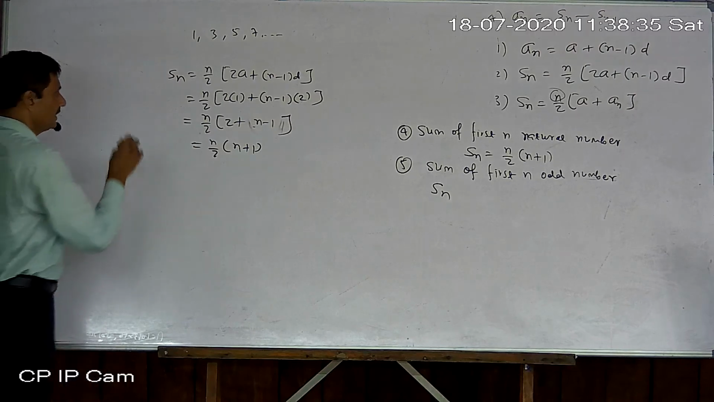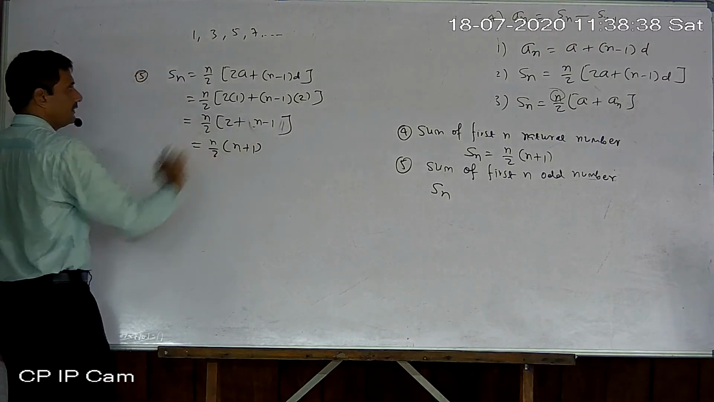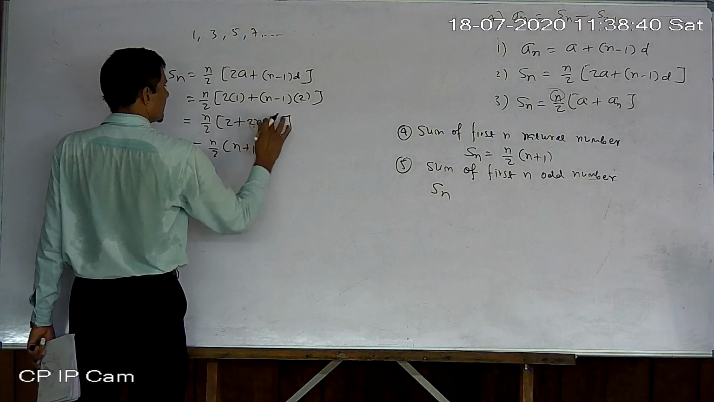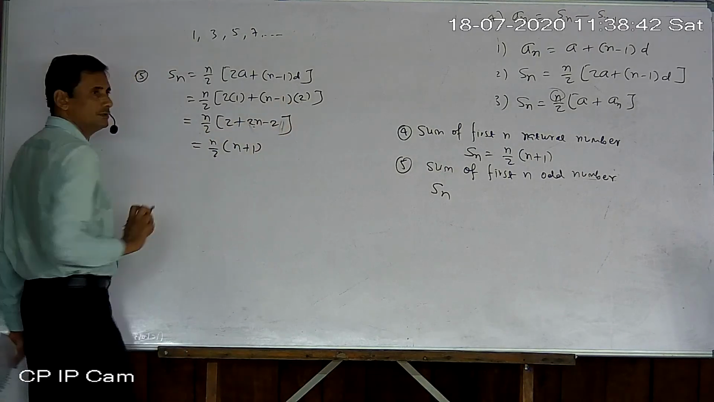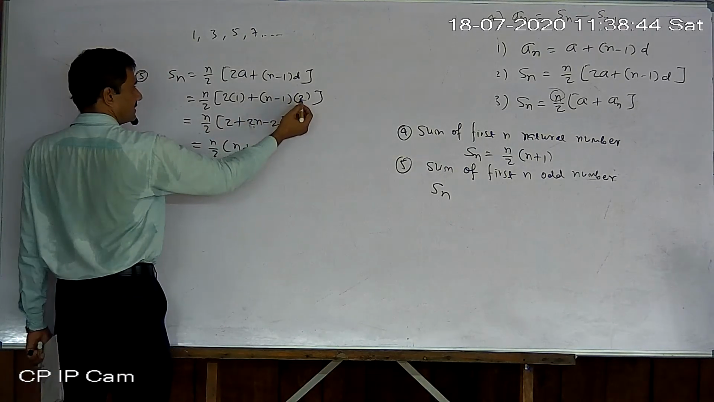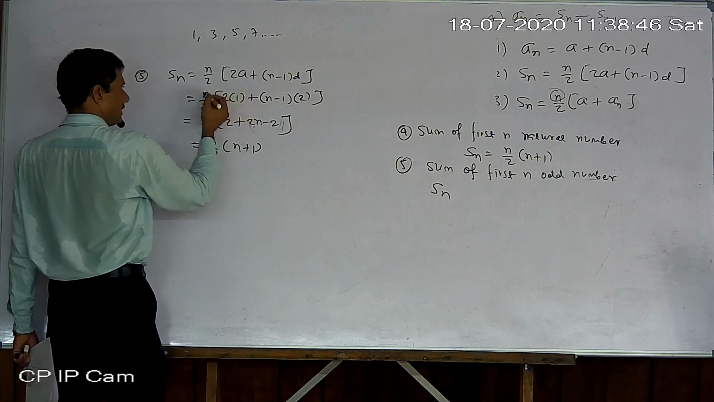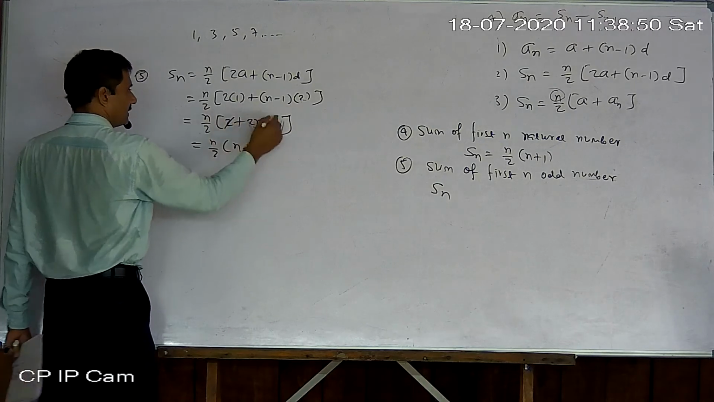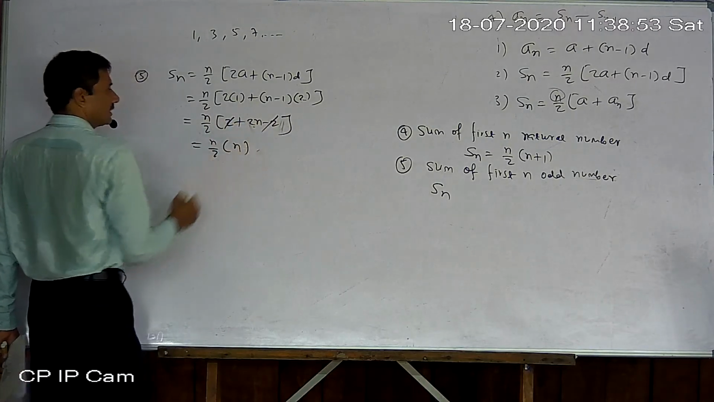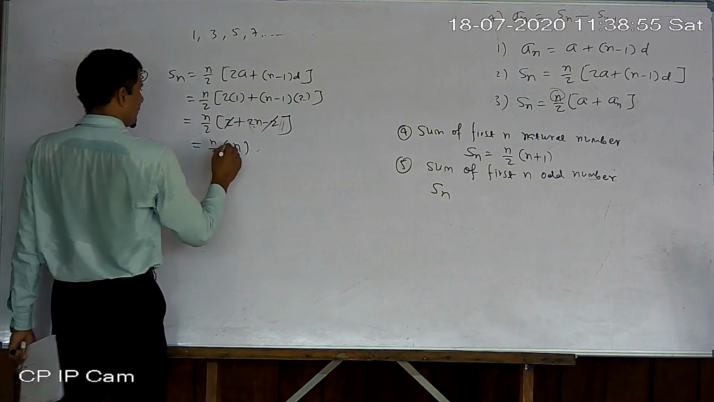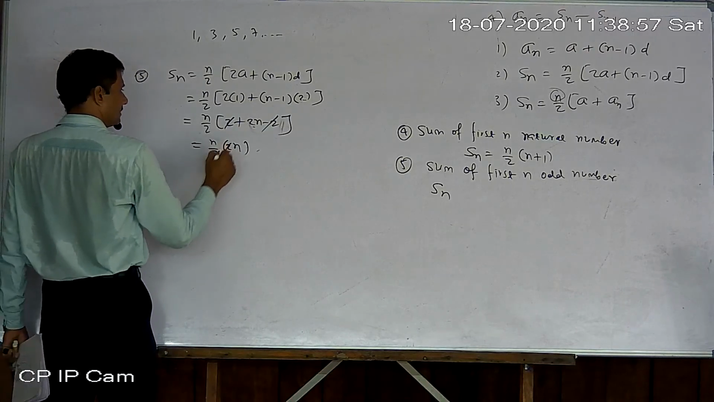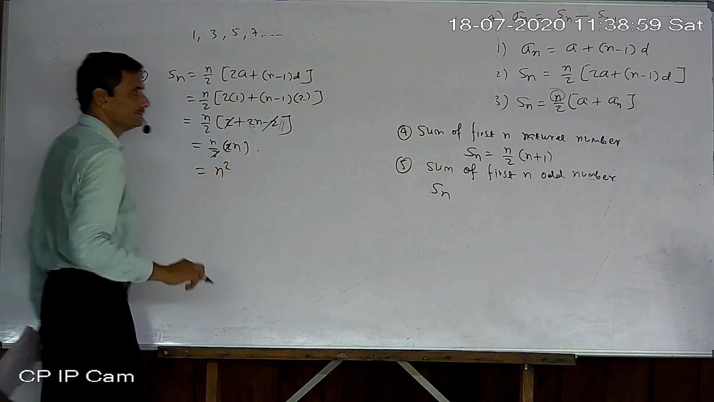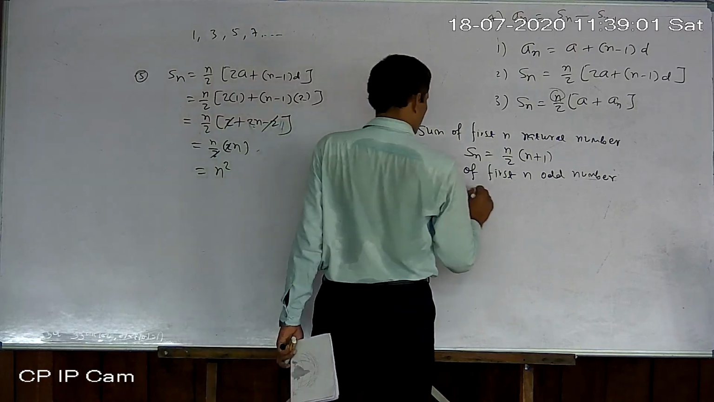The difference will be 2. I am now writing for number 5. So obviously this will be 2n minus 2. Okay, I just make changes here only. a is 1, n is n, but b is 2 instead of 1. So 2n minus 2, 2 cancels. Sorry, 2n only. So now 2 cancels, so n square is left. Okay, so it will be n square.